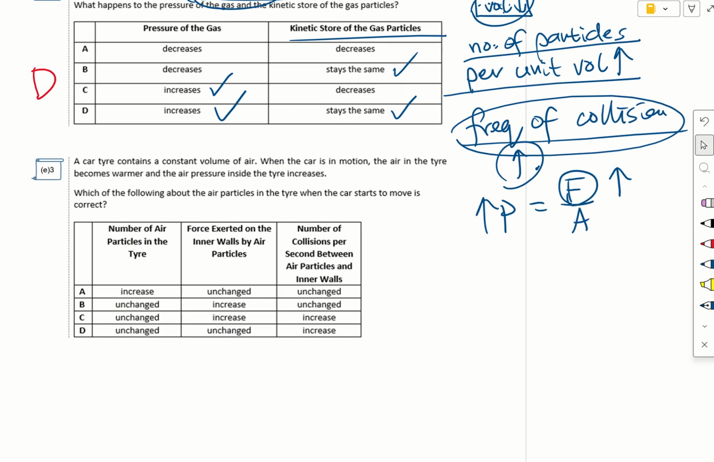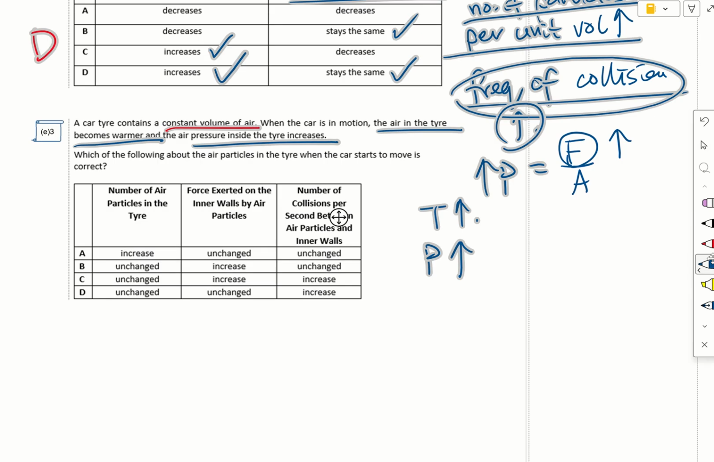Okay, E3: a car tire contains a constant volume of air. So now the volume is kept constant. When the car is in motion, the air in the tire becomes warmer and the air pressure inside increases. So the pressure increases from the statement. The air also becomes warmer, so the temperature increases. So which of the following about the air particles in the tire when the car starts to move is correct? So the number of air particles in the tire actually remains unchanged, right? Because that is the limited number that are trapped inside the tire.